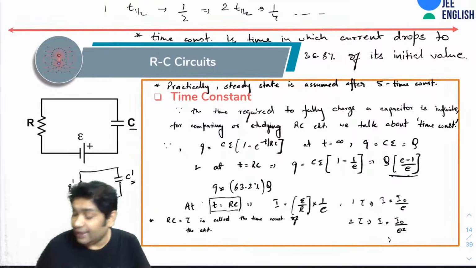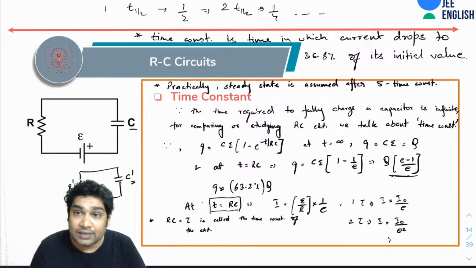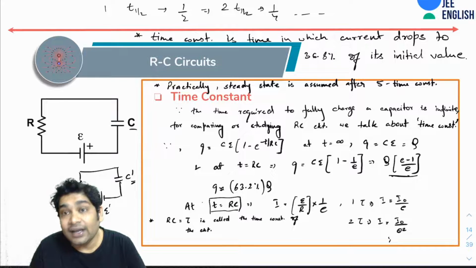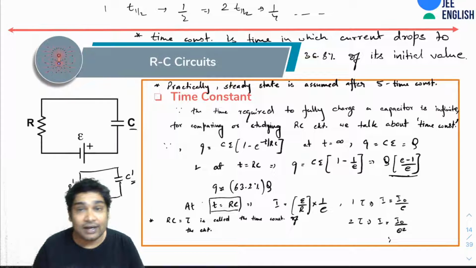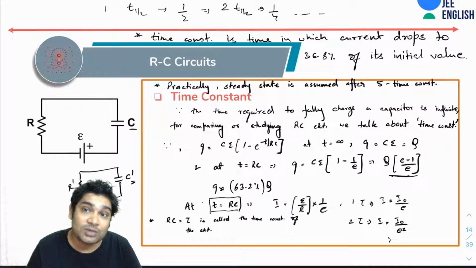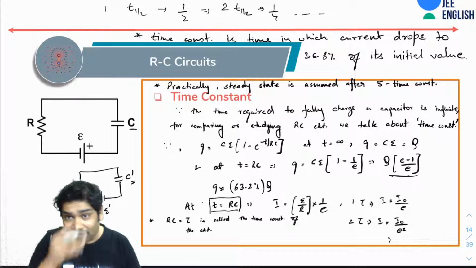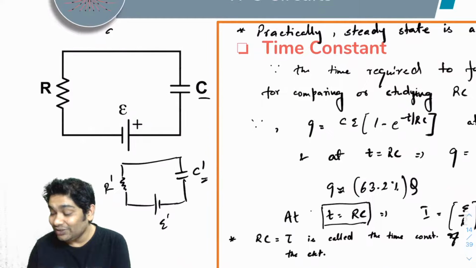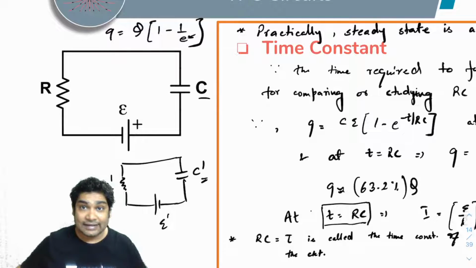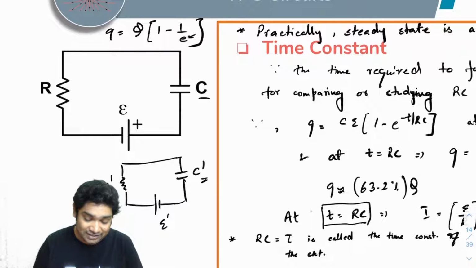So you will realize that in one time constant, the charge is becoming 1 minus 1 over e. In two time constants, what will it become? It will become 1 minus 1 by e square. So as the time constant is increasing, the charge would be approaching the maximum possible charge also, right? So after five time constants, what would be the charge? You realize the charge after five time constants would be this, 1 minus 1 over e to the power of 5. Okay, let's try and see what the value of that is.